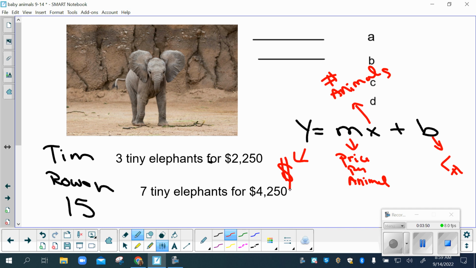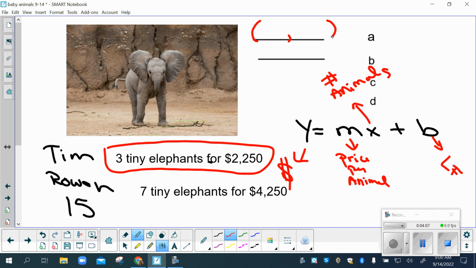So the first thing I want you to do is, on that top thing, I want you to change this sentence into an ordered pair. Make it into data. There should be a number of elephants and a price. Make it some data. So like this. There's something, comma, something. What do you think goes there for Tim? What's his data? How can I write his data nicely? How about 3, comma, 2250. Does that make sense?